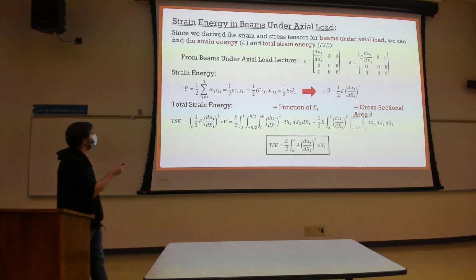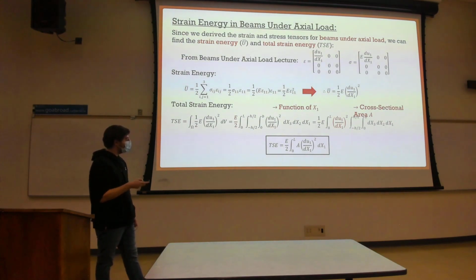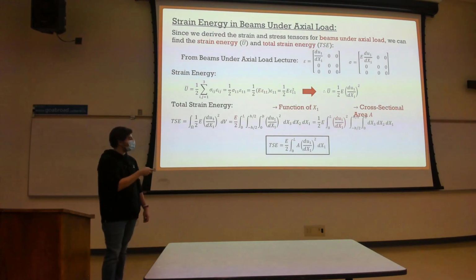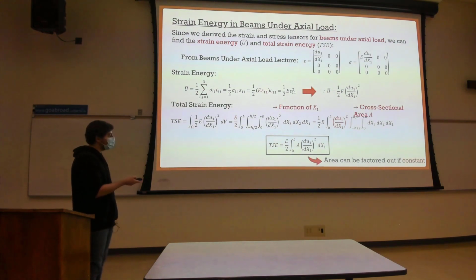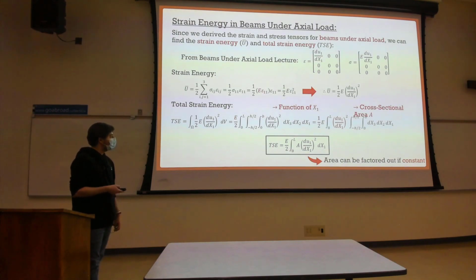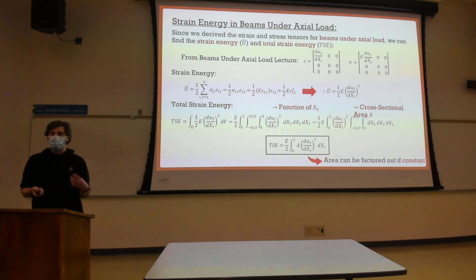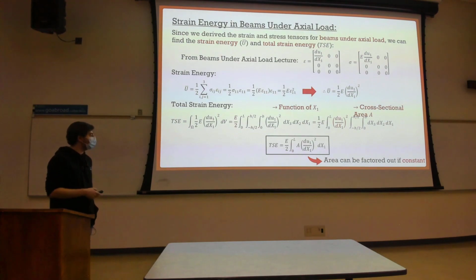So at the end of the day, for beams under axial load, this is our total strain energy. Now this is in its nicest form, or not, no, it's meanest form. Because typically, if area is constant, can I take area out of here as well? Yes. So if area is constant, I can take this out of here. It's nice and simple. Now again, we will use this a lot in our coming lectures because this is how we're going to solve for the displacement U1 later on.